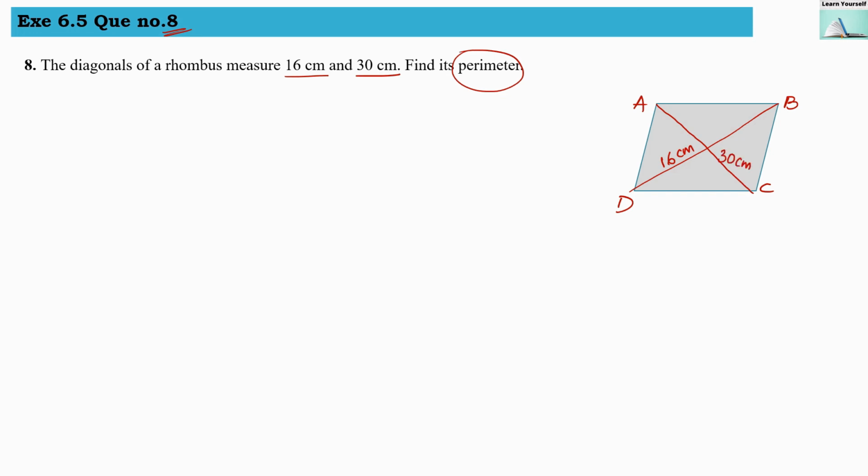Now we know that when the diagonals intersect each other, that is a right angle. Now if this is a right angle, then opposite to the right angle, this AB is going to be our hypotenuse. With the Pythagoras theorem, we can find out the length of this hypotenuse when we have the lengths of these two sides. Now how are we going to measure the length of these sides?